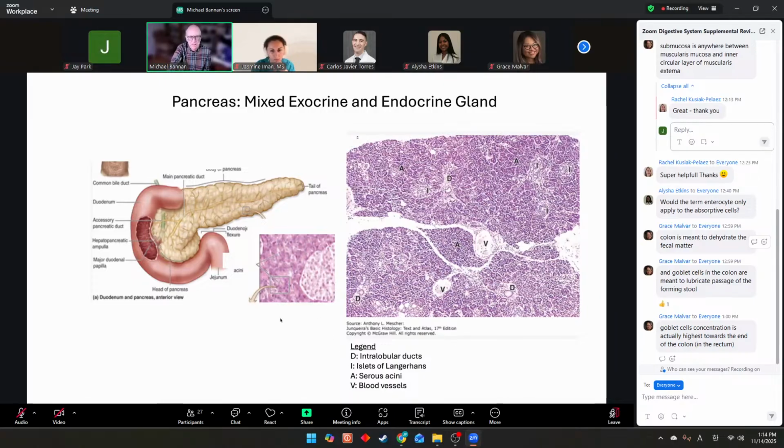So this image shows both a gross diagram of the pancreas nestling within the C-shaped sweep of the duodenum, and also a very low power histologic section, which allows you to see both the exocrine component and the endocrine component. The exocrine component is labeled A for acinar. This is the pancreatic acinar tissue. And the endocrine component is labeled I for islets of Langerhans. That is the endocrine component of the pancreas.